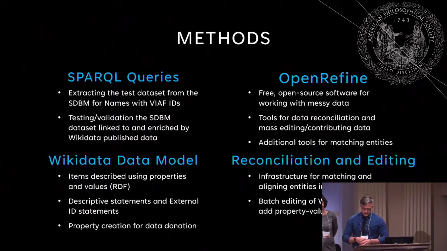Our work also involved us becoming familiar with how Wikidata views the universe, as well as their socio-technical infrastructure, and that included getting familiar with their item-property-value triples. It also included understanding how they have descriptive statements and links to external IDs. And really, those allowed us to leverage and align our data to Wikidata. And finally, our process involved reconciling to and editing our existing open dataset in order to donate our data.